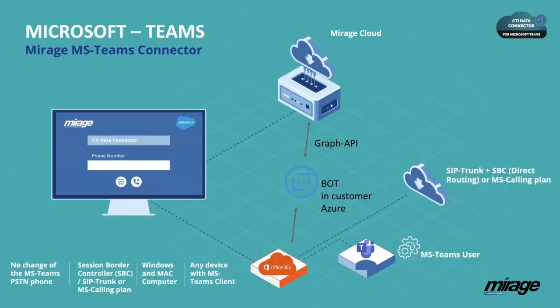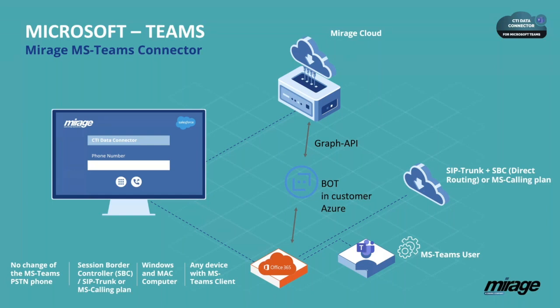This is the technical setup. We start with your existing Teams setup, where you either have a SIP trunk and session border controller, which is also called direct routing. That's the typical setup for larger companies, or we also support Microsoft Calling Plans.